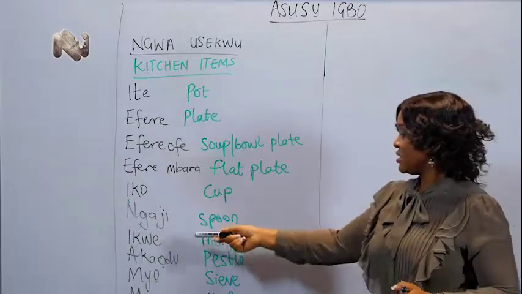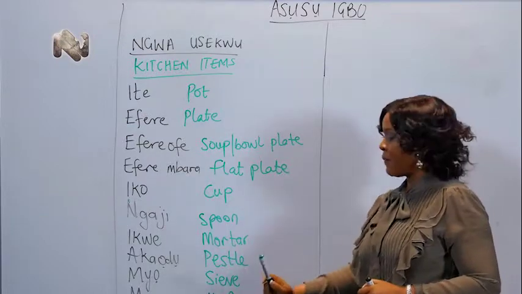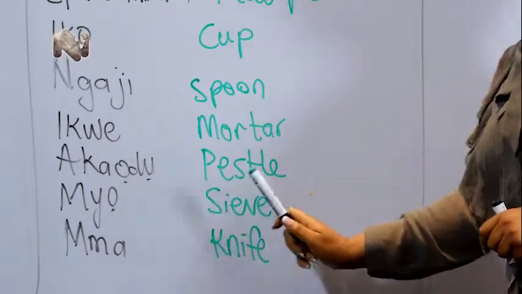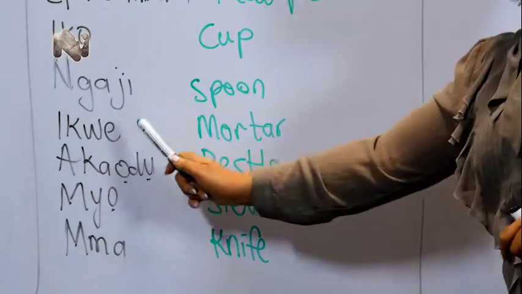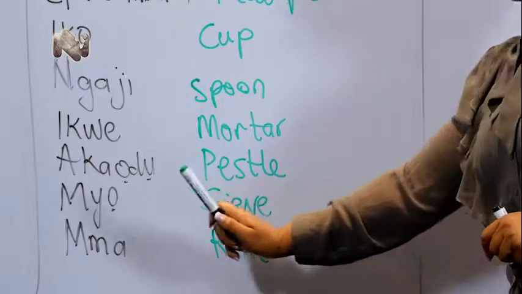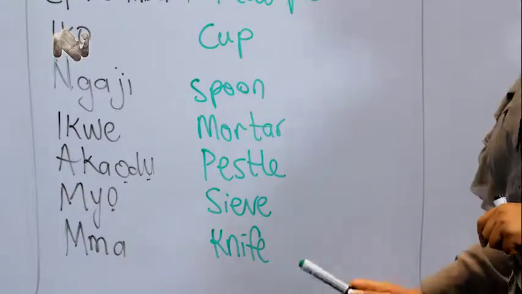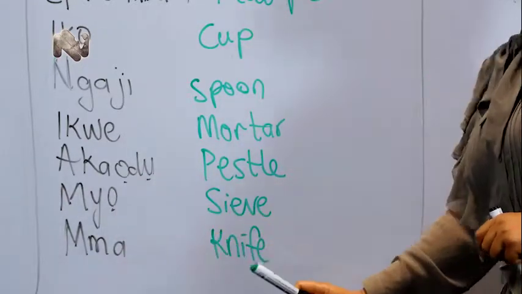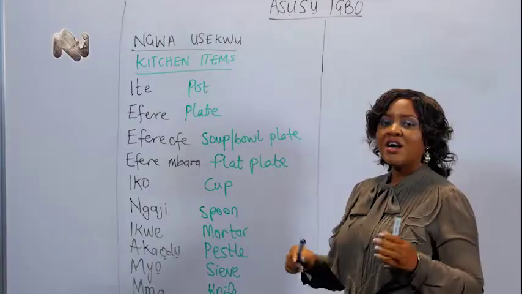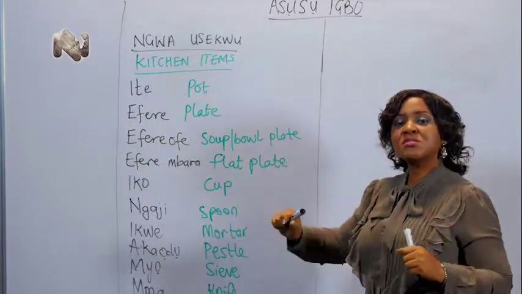Let's look at them again. Ngaji, spoon. Ikwe, mortar. Akodu, pestle. Nyo, sieve. Mma, knife. All right, I want us to start from the beginning to mention what we discussed so far.